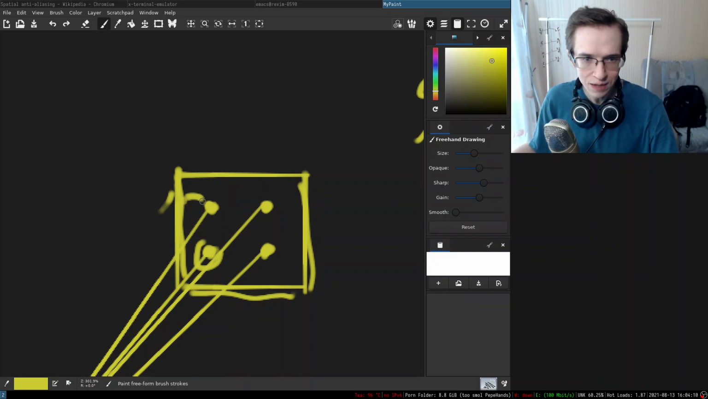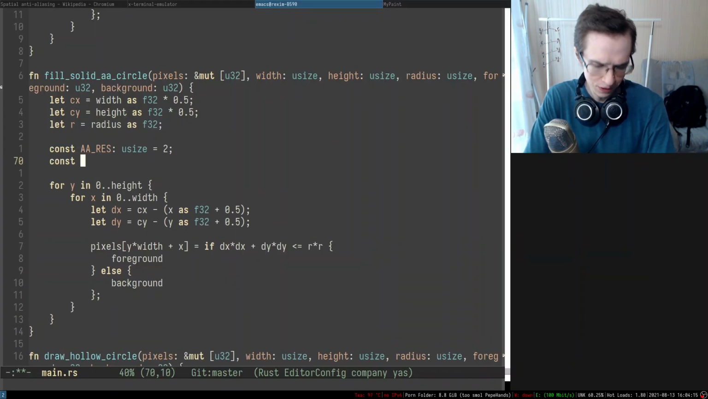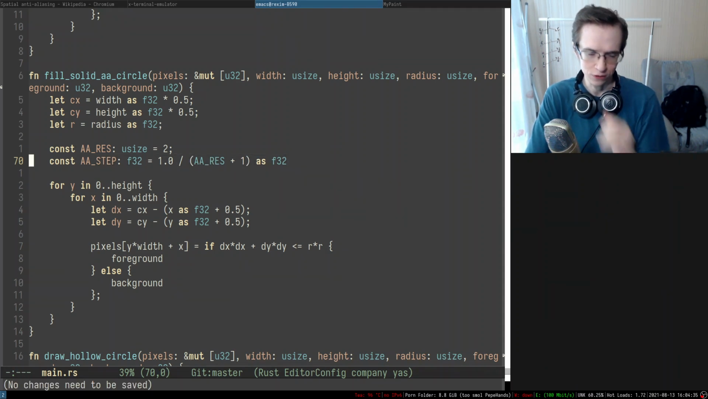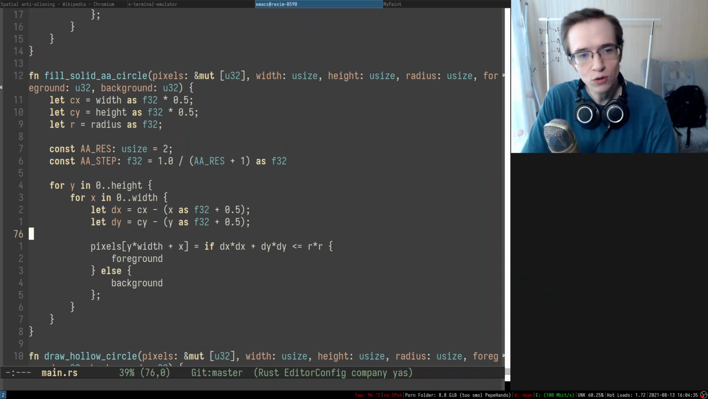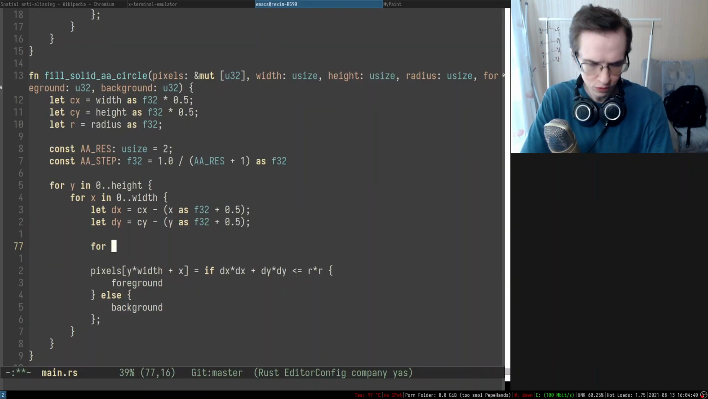But the actual step in here is basically the pixel divided by 3. So we have something like a step, and it's going to be floating point: res as floating point, it's actually 1 divided by res plus 1. So if we have 2, we have to divide by 3, and so on and so forth. After that, we probably need to iterate through each individual probe, right?